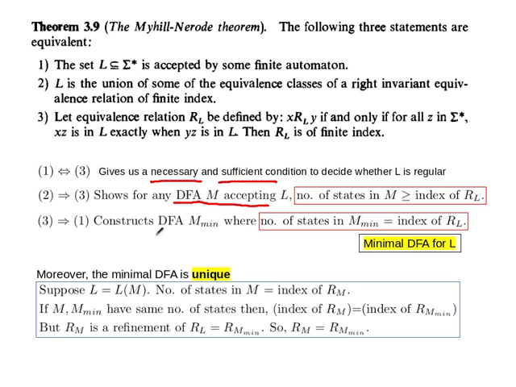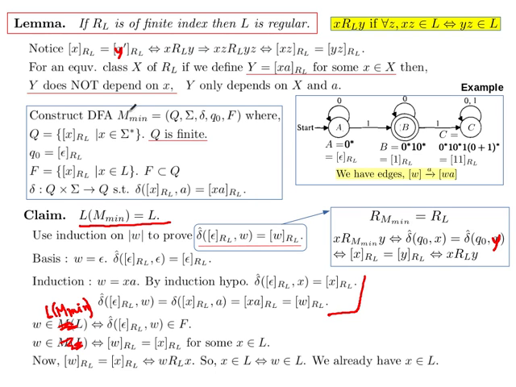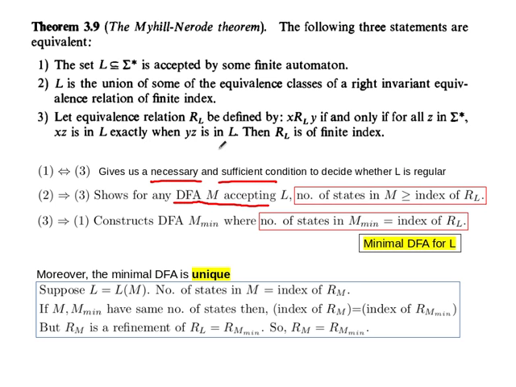And then in this last part, we have actually constructed an automaton for a regular L, where the number of states is actually the index of RL. You see that it's precisely the equivalence classes of RL. So this is not just finite; this is saying that it is actually equal to the index of RL.